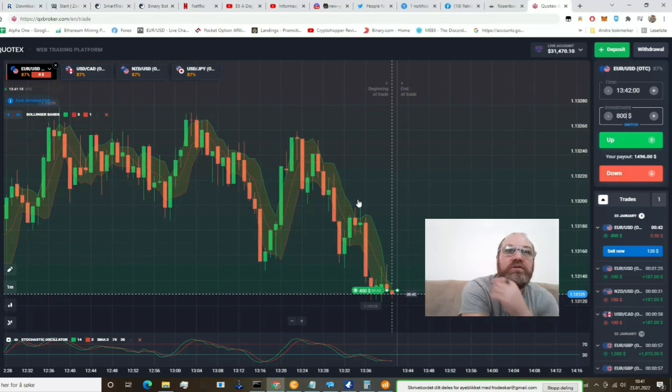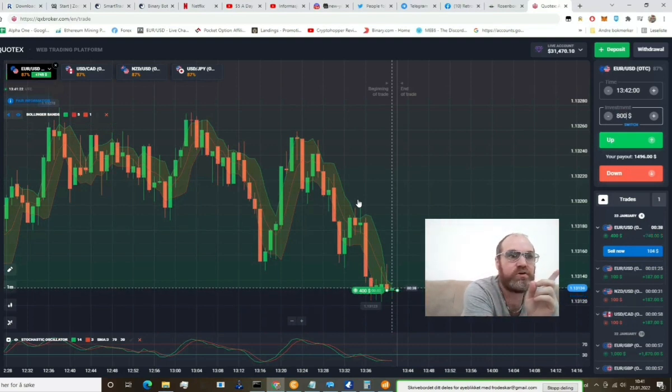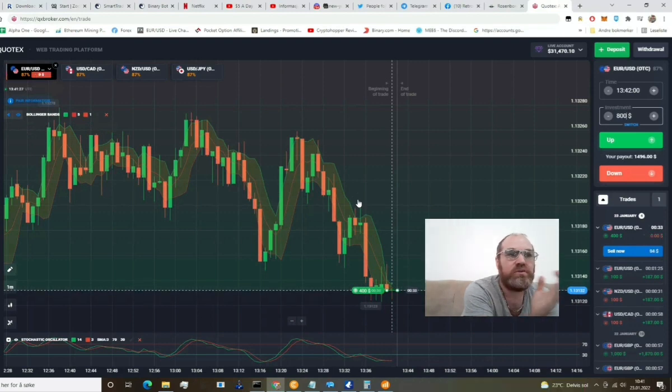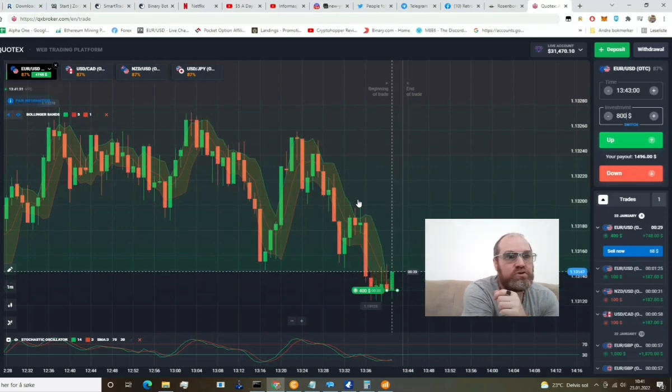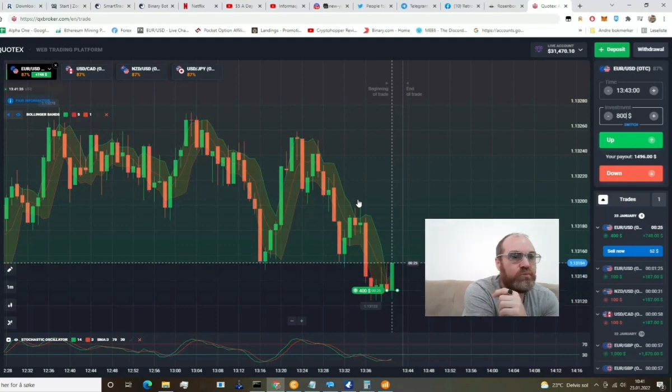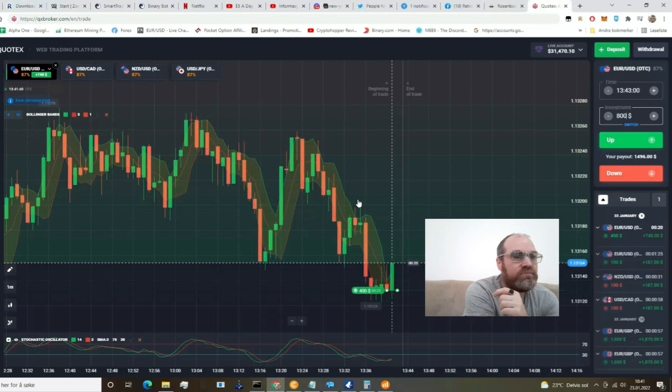So now we need to wait 40 seconds. We never enter a trade before the timer is done, because often it can move a lot and we go in the money, and we don't need to do unnecessary trades. So now we just wait. We need to wait 24 more seconds. And it looks like we have a deep in the money winner.